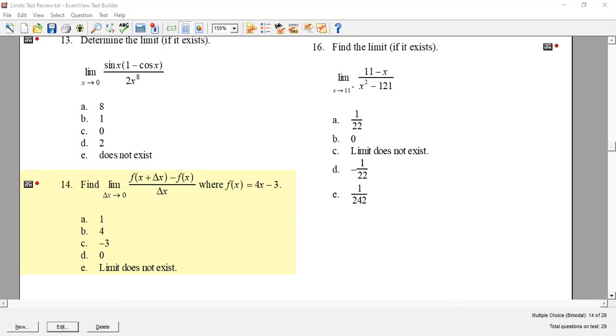So why did we choose this? That just says plug this into your function right here. That's what we did right here. So replace x with x plus delta x. This says subtract just your function and then over delta x. Everybody good? Okay. This one I could see you messing up just by the subtract part, so just be careful about that. Make sure you distribute.